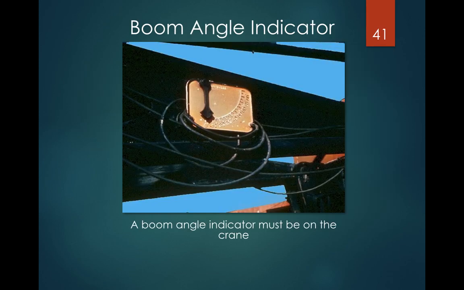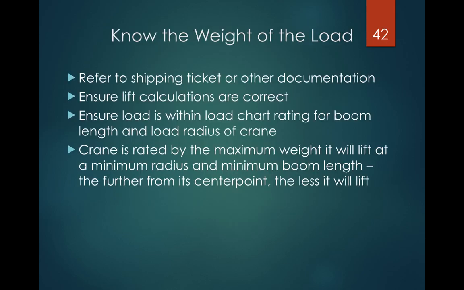Boom angle indicator. So a boom angle indicator must be on the crane at all times. Know the weight of the load. So refer to the shipping ticket or other documentation. Ensure the lift calculations are correct. Ensure that the load is within the load chart rating for the boom length and load radius of the crane. The crane is rated by the maximum weight it will lift at a minimum radius and minimum boom length. The further from its center point, the less it will lift.